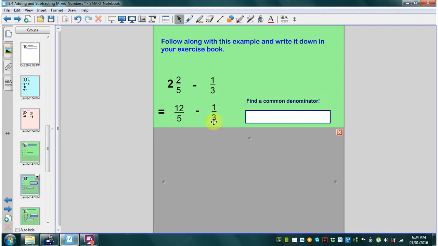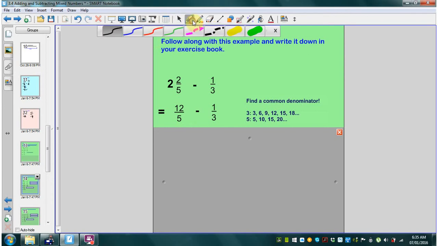So to find a common denominator, I'm going to write the multiples of 3 and 5. So the multiples of 3: 3, 6, 9, 12, 15, 18, and so on. And the multiples of 5: 5, 10, 15, 20. Look, what's my common denominator here? So what's common? We don't have a 5, we don't have a 10 in both of them, but we do have a 15. So a 15 is common in both of them, so that's what we want on the bottom of our fractions.